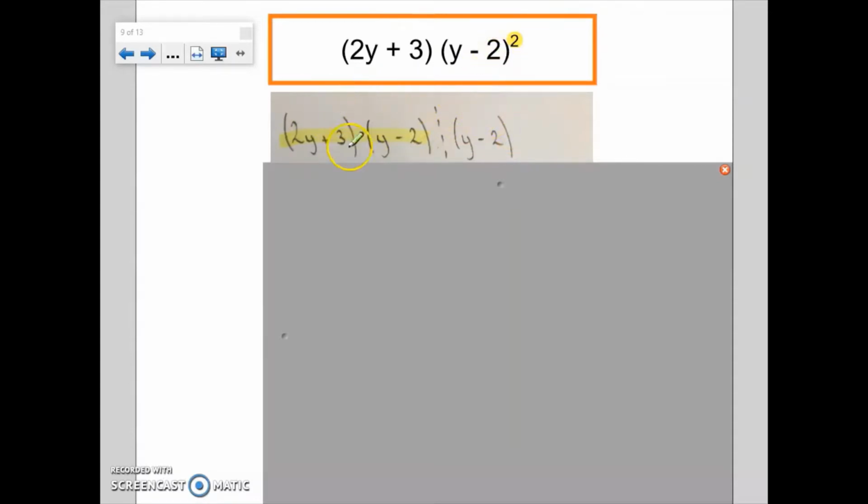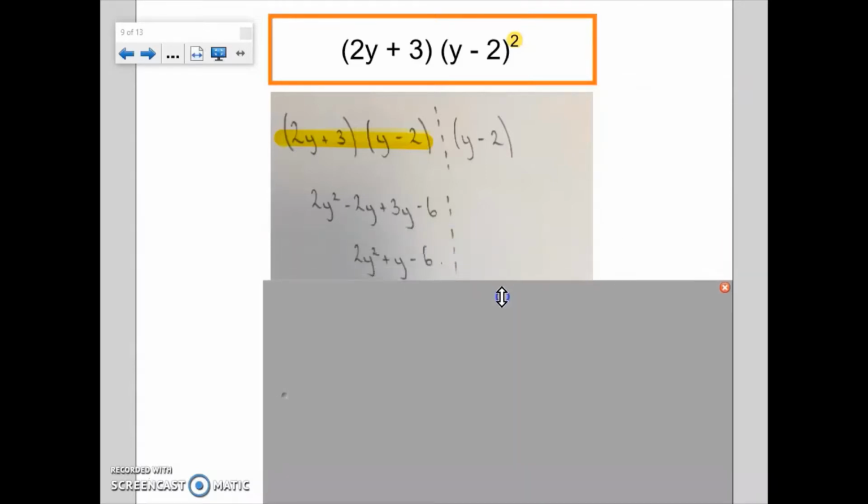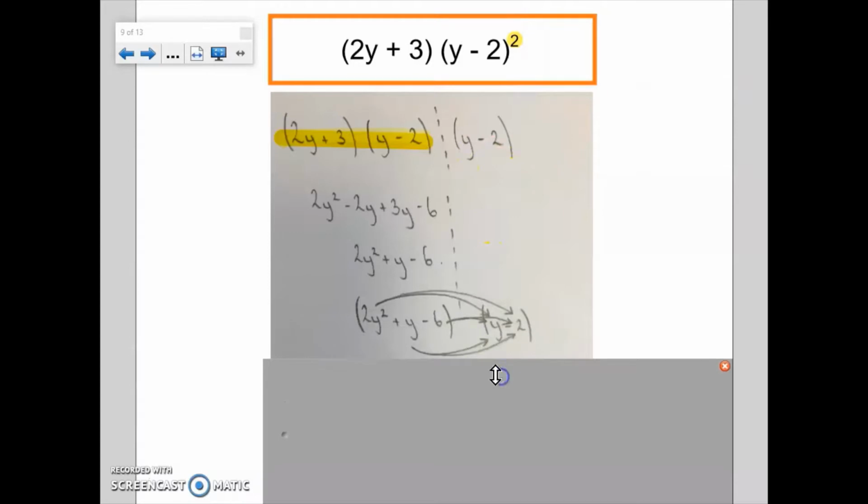So all I've done is I've rewritten the question. And then just like in my previous example, I'm going to focus on the first 2 brackets and expand the double brackets. There's my 4 terms after I've done my 4 multiplications. I'm just going to collect the 2 middle terms. So there's the answer to the expansion of the first 2 brackets: 2y squared plus y minus 6. I'm then going to bring the second y minus 2 into the calculation. And then I'm going to go ahead and do my 6 multiplications.